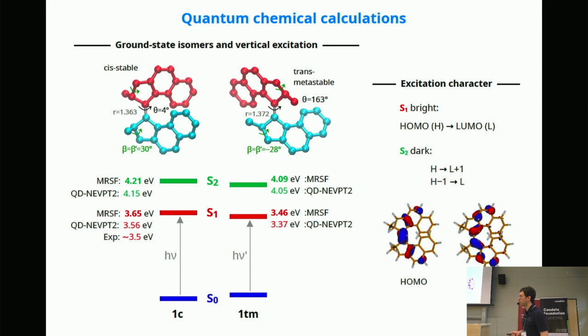In the first step, we computed the vertical excitation energies of the motors for the two ground state isomers with two methods, the mixed reference spin-flip TDDFT method and the ab initio quasi-degenerate NEVPT2. Both methods predict that S1 is the lowest optically bright state, while S2 is dark and well separated in energy from S1. So now that we know that the S1 state is the optically bright state, this will be the state that will be populated after photoexcitation.